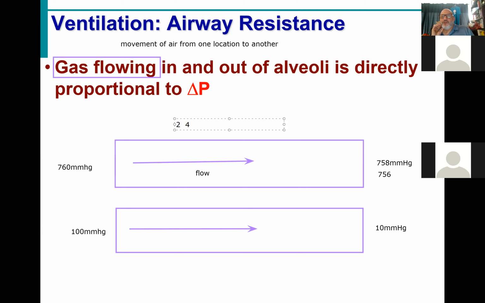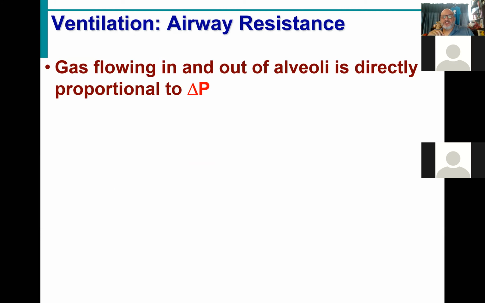So if I double the pressure gradient, what happens to the flow? Doubles as well, absolutely. I just doubled the speed of the flow. They're directly proportional. If I double the pressure gradient, I double the speed. If I half the pressure gradient, I half the speed. So these two values are proportional to each other.